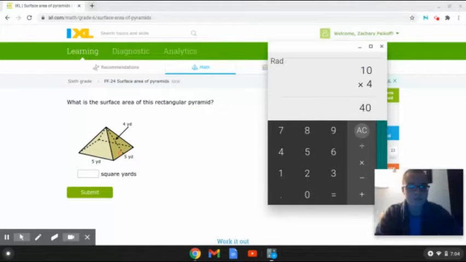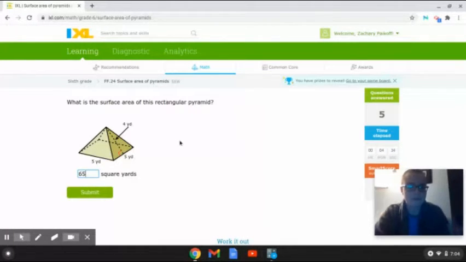Then, we're going to add the base squared. So the base is 5, and 5 squared is 25. So that will give us 65. So, the surface area of this rectangular pyramid is 65 square yards. And that is how to solve this problem. So let's move on to the next one.